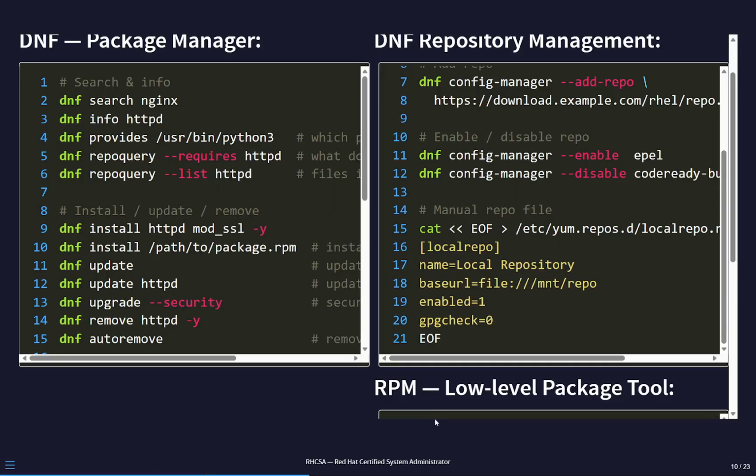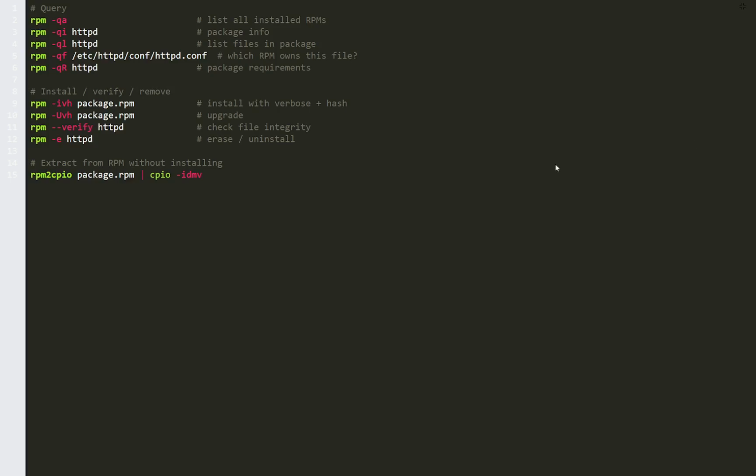rpm is the low-level package tool. rpm -qa lists every installed package. rpm -qf /etc/httpd/conf/httpd.conf answers: which RPM owns this file? Critical for auditing. rpm -V httpd checks file integrity against the package's manifest. It reports if any installed files have been modified since installation.